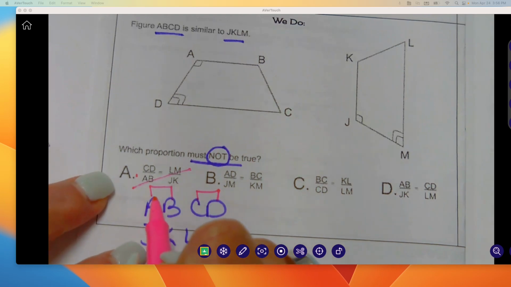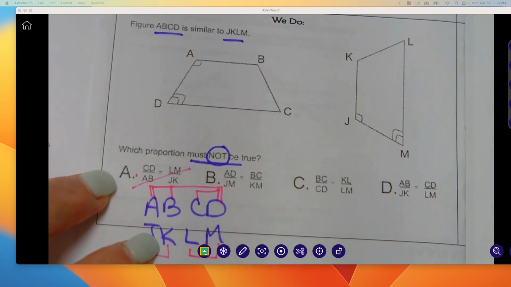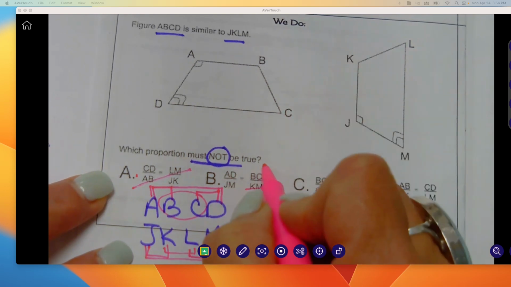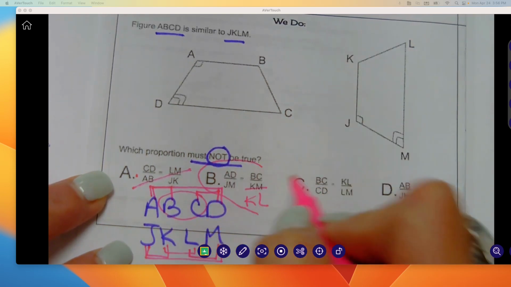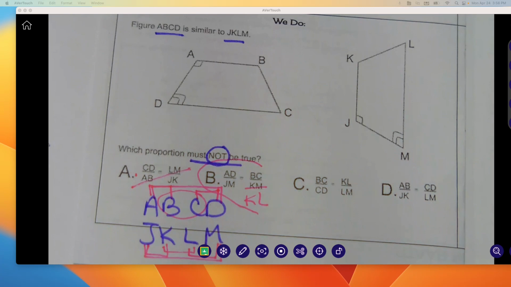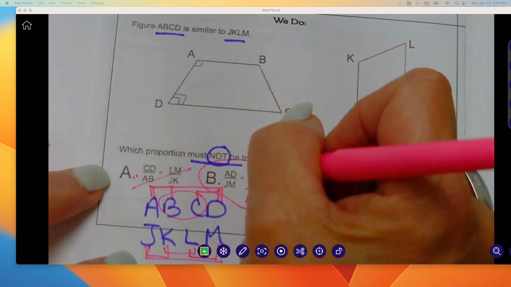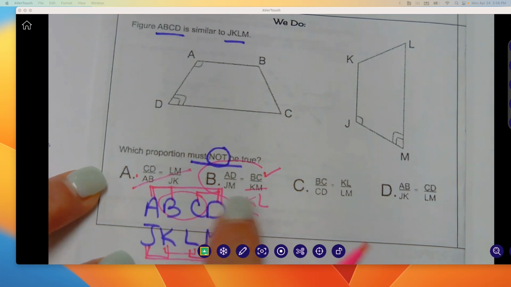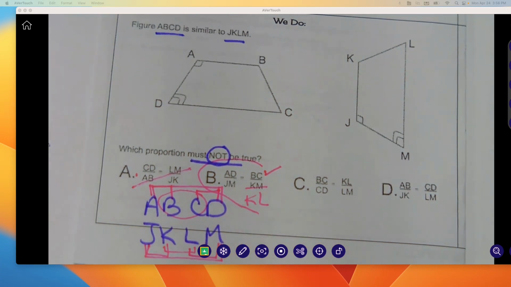We have AD, so the first and the last, corresponds with JM, first and the last, so that one works. We have BC, corresponds with, should be KL, but they told us KM. Okay, this one is not true. Okay, so I'll put a check mark because we know that could not be true. That one could be the answer. So let's look at C.